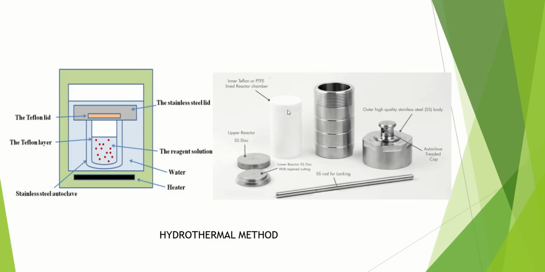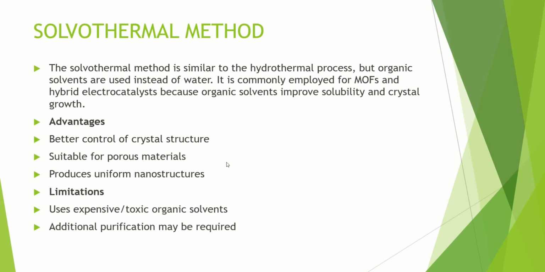On the right is a real photo of an autoclave and its parts. The inner Teflon sleeve, the steel jacket, bolt, and the seal. This sealed system is what allows us to reach high temperatures above water's boiling point without it evaporating.